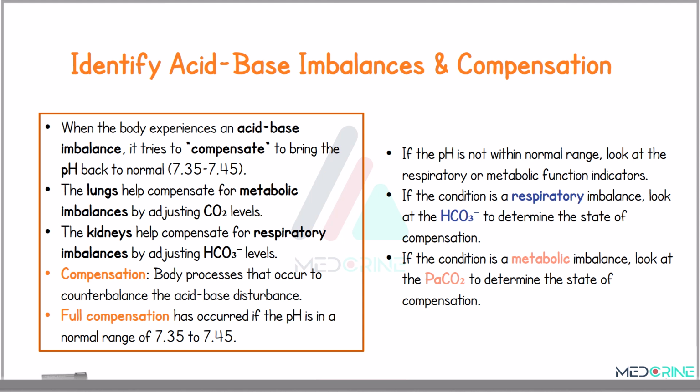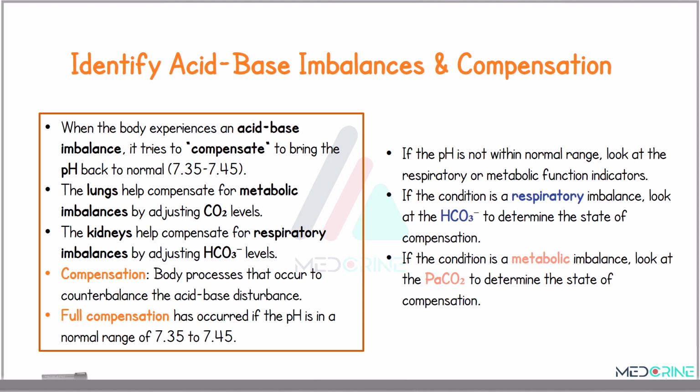When the body experiences an acid-base imbalance, it tries to compensate, or to bring the pH back to the normal range of 7.35 to 7.45. The lungs will help to compensate for metabolic imbalances by adjusting the carbon dioxide levels, and the kidneys will help in compensating for respiratory imbalances through an adjustment in the bicarbonate levels. Compensation is a body process which occurs to counterbalance the acid-base disturbance. A full compensation occurs if the pH is in the normal range of 7.35 to 7.45.